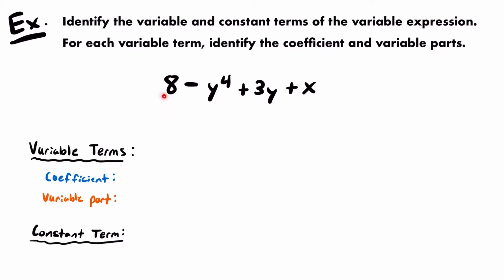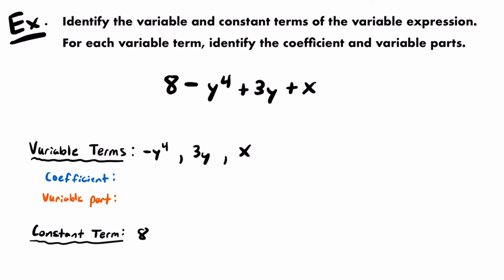Well, there's only one term that doesn't include a letter or a variable, right? 8 is the only term that doesn't have a letter in it. All the other three terms either have a y or an x. It doesn't matter which letter they are, both of them, x and y, are variables, and so therefore those three terms would be variable terms. So our constant term in this case is 8, and our variable terms are negative y to the power of 4, 3y, and x.